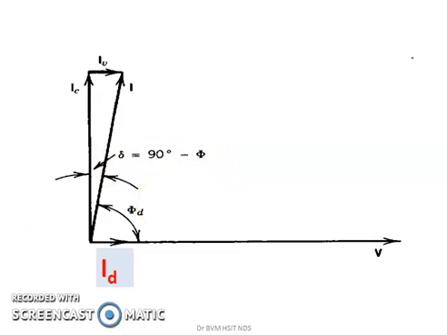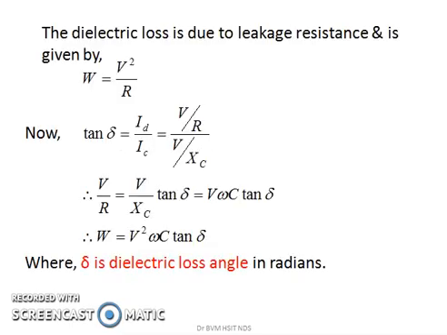Now let us see this. The dielectric loss is due to the leakage resistance and is given by W equals V squared by R. When there is a leakage current, there is a loss, a leakage loss, which you can call dielectric loss. Here V is the applied voltage and R is the leakage resistance.